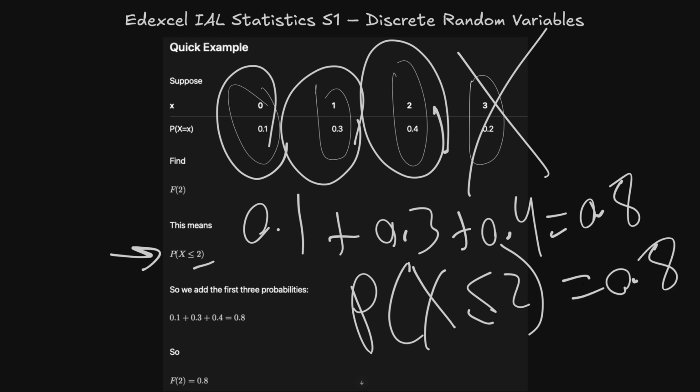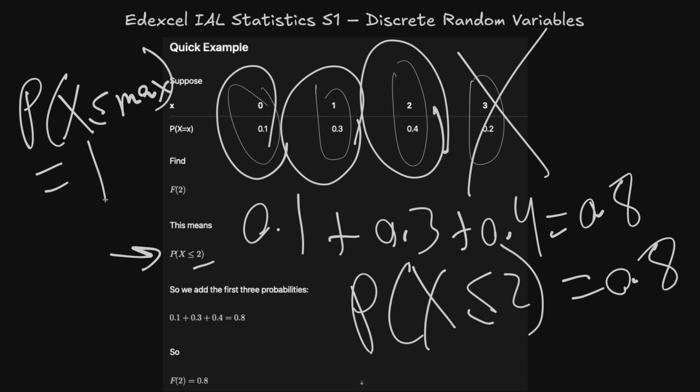And something to keep in mind is that the final cumulative value is always 1, because the probability of X being less than or equal to the maximum value is always equal to 1.